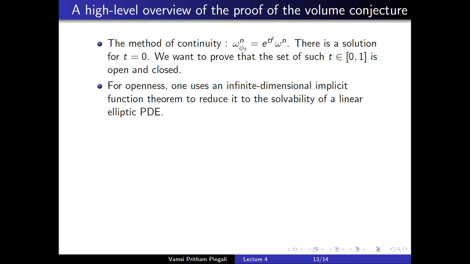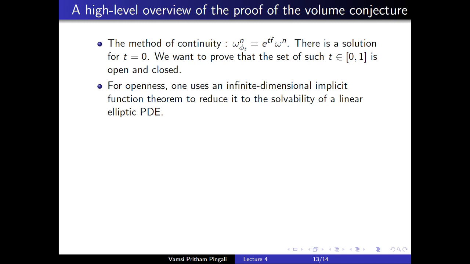So akin to that, there's an infinite dimensional implicit function theorem that reduces the problem of openness to the solvability of a linear partial differential equation. Linear partial differential equations are far easier to handle than nonlinear ones. Unfortunately, if you have never seen elliptic PDE, it is hard for me to tell you what they are in one slide. All I can say is, if you know the Laplace equation, elliptic PDE are like the Laplace equation.